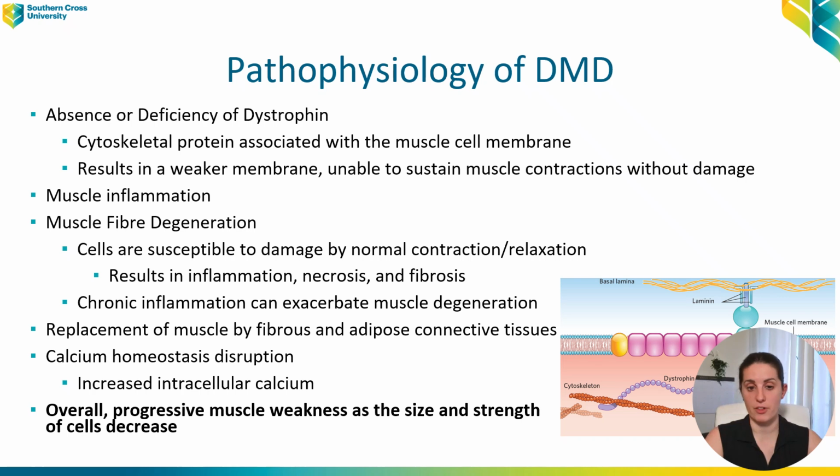So what is the pathology of Duchenne's? It's basically either the absence or deficiency of dystrophin protein, which is a protein that's associated with the muscle cell membrane. And if you have a weaker membrane, basically you're not going to be able to sustain muscle contractions without damaging the muscle itself. And that damage is going to lead to inflammation. You're going to have progressive degeneration. Those degenerated cells are going to try and regenerate, and that's where you're going to see the characteristic degeneration and reformation.